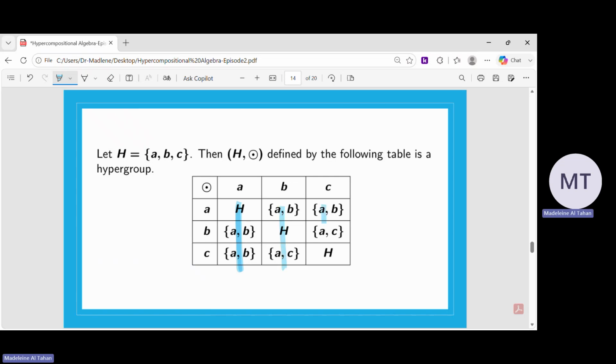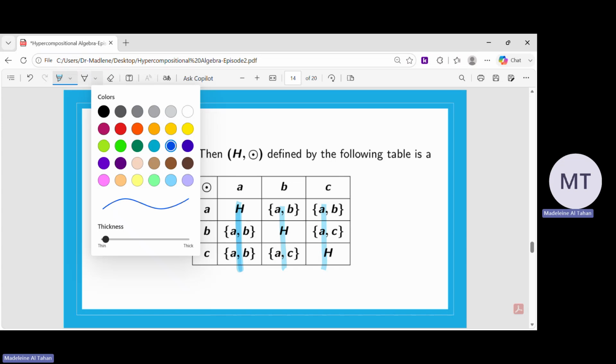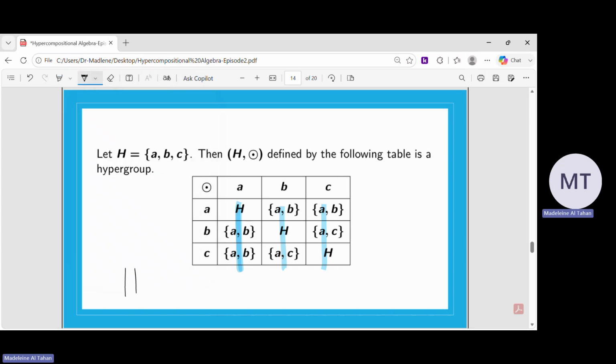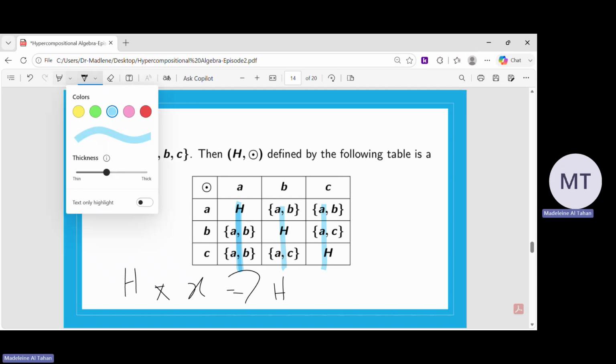Look at the rows first. And the union of the cells in the columns, is it H or not? The first column, the union is H. The second, the union is H. And the third, the union is H. In this way, when we look at the columns, it is as if we are checking H star X is equal to H. Now, let's look at the rows.